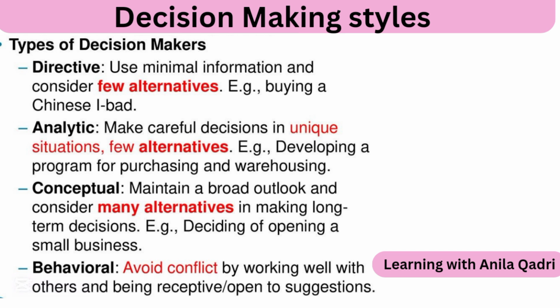Decision-making styles: types of decision makers. Number one, directive. They use minimal information and consider few alternatives, for example, buying a Chinese one. Analytical. They make careful decisions in unique situations, considering few alternatives, for example, developing a program for purchasing and warehousing.